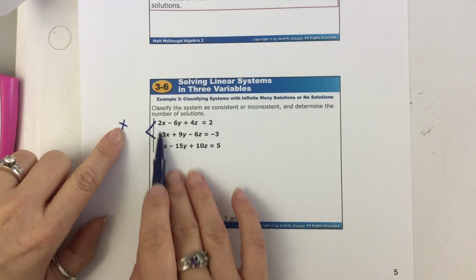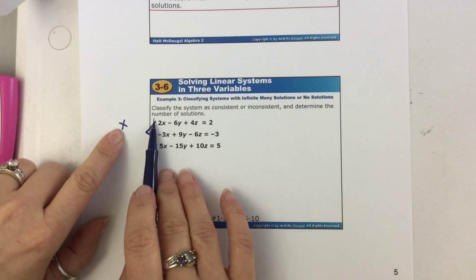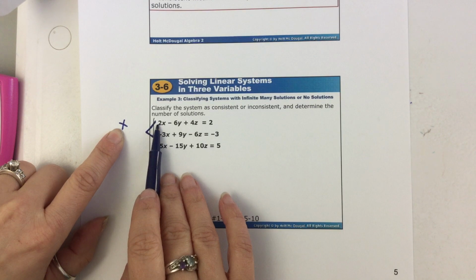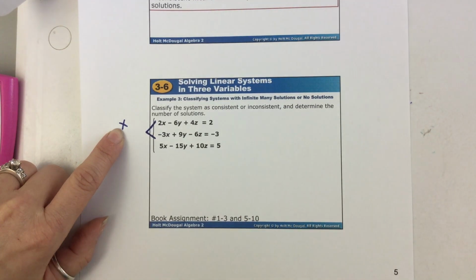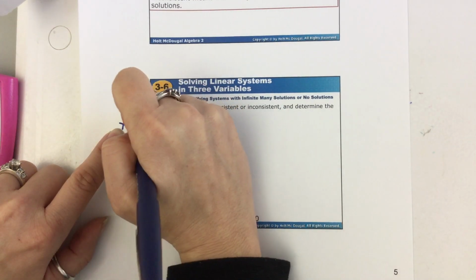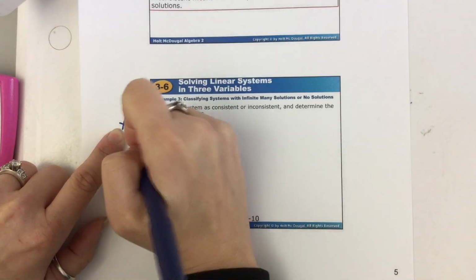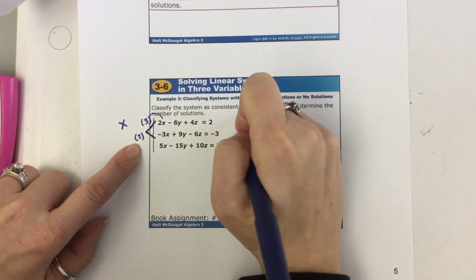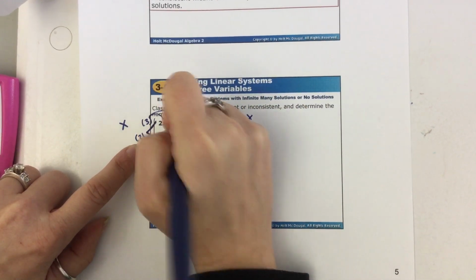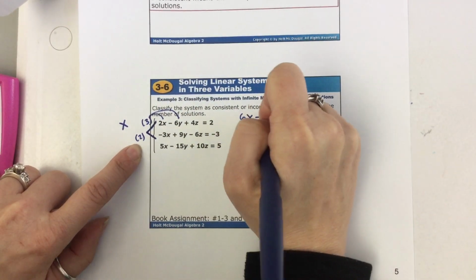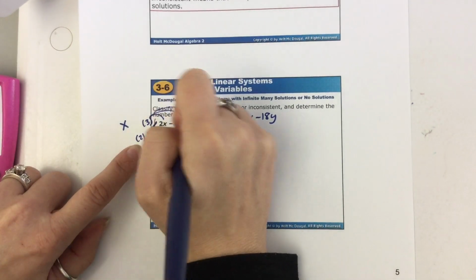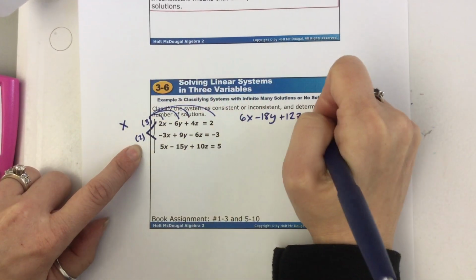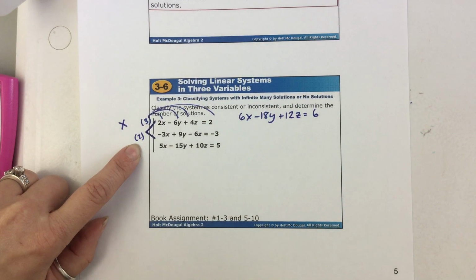If I want opposites in front of an x, I do notice that this is positive, this is negative. That's awesome. I just need these 2 to be the same number. A number I can turn both 2 and 3 into is 6. So I multiply the whole top by 3 and the second row by 2. 3 times 2x, 6x. 3 times -6y, -18y. 3 times 4z, 12z. 3 times 2 is 6. That's the new top.